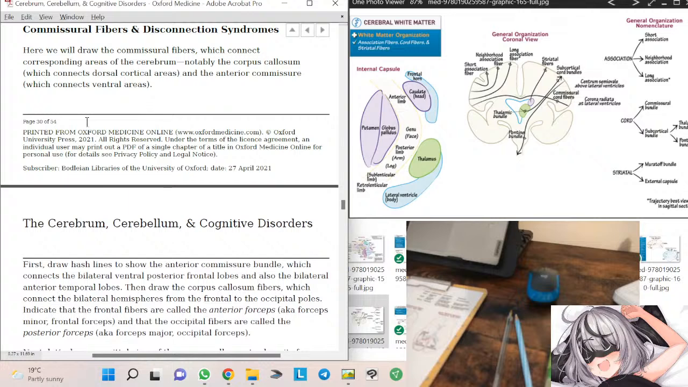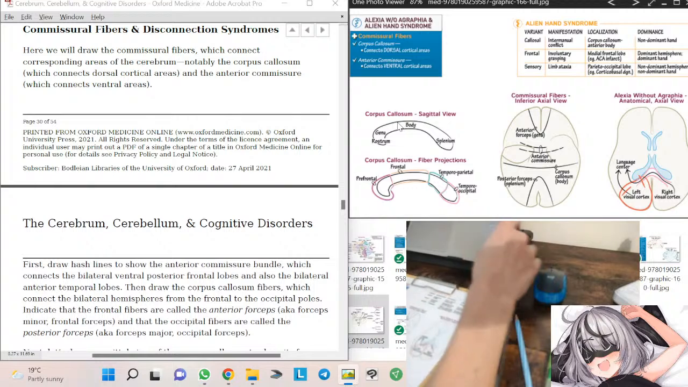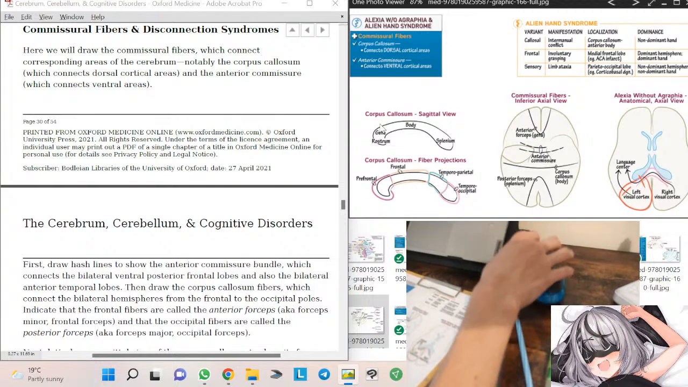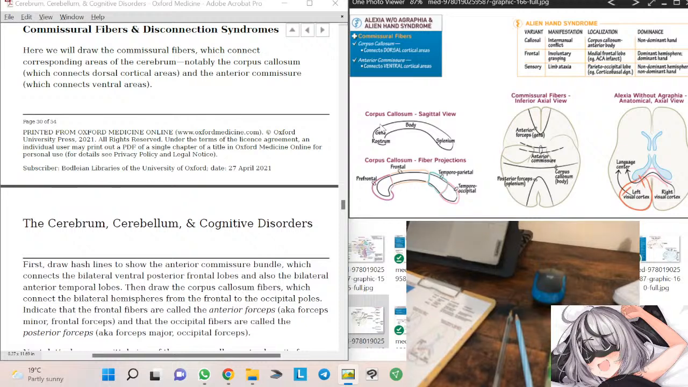Okay, commissural fibers and disconnection syndromes. Here we will draw the commissural fibers which connect corresponding areas of the cerebrum, notably the corpus callosum, which connects dorsal cortical areas, and the anterior commissure, which connects ventral areas.